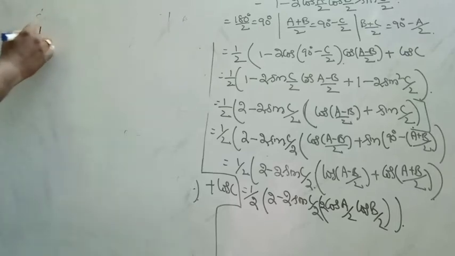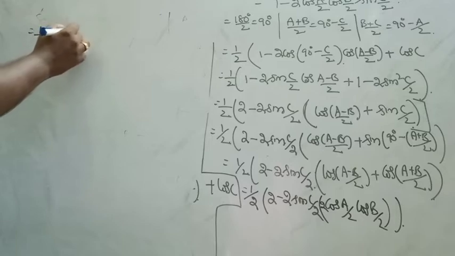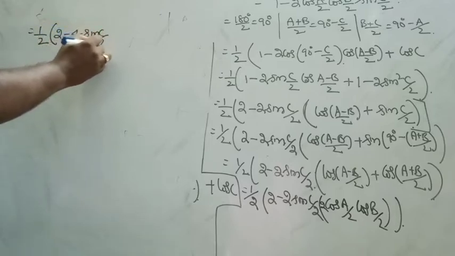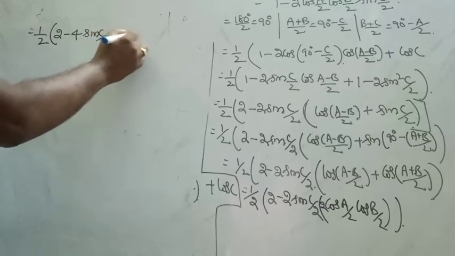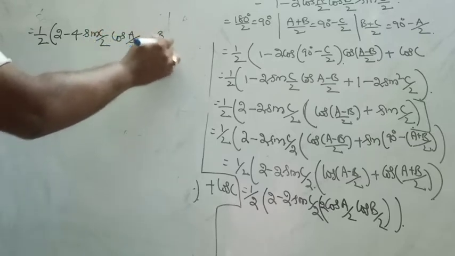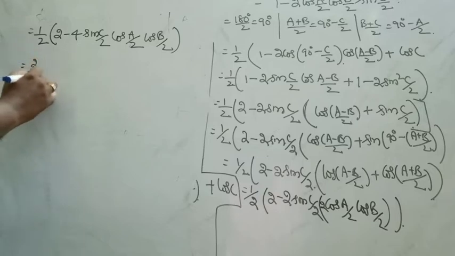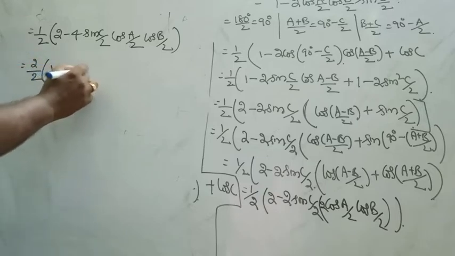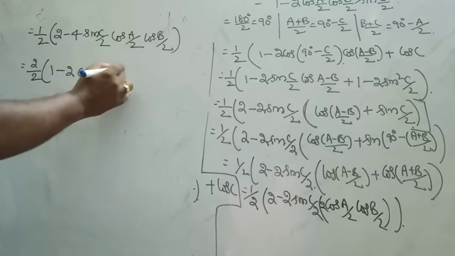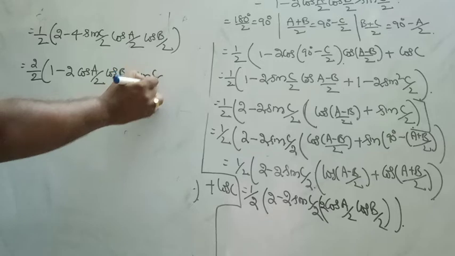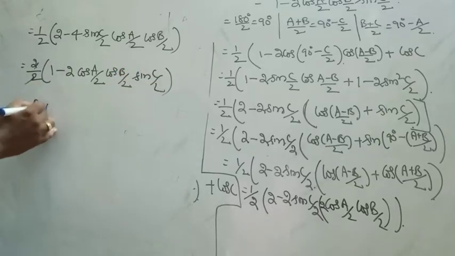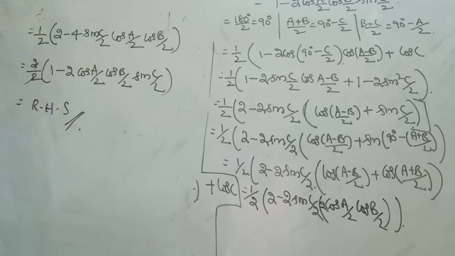This is equal to 1 by 2 into 2 minus 2 into 2, that is 4, sin C by 2 cos A by 2 into cos B by 2, like this. Now if you take 2 common, 2 by 2 into 1 minus 2 cos A by 2 cos B by 2 and sin C by 2. Such a beautiful way we have got. This is the right hand side part, what we required to prove. See nicely how we got this problem, my dear students. Just the logical sequence we followed, and we got this problem.